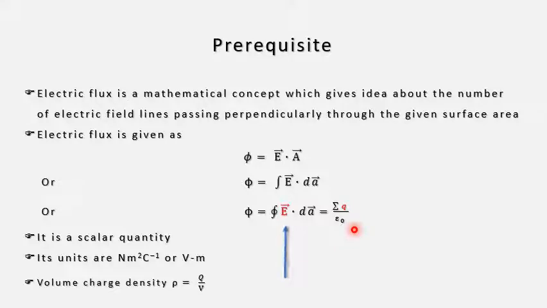E is the electric field due to all the charges present when you are finding flux, whereas sigma Q is the charges only inside the Gaussian surface. So whenever we use this formula, we should keep these two things in mind. So let us start with the topic.